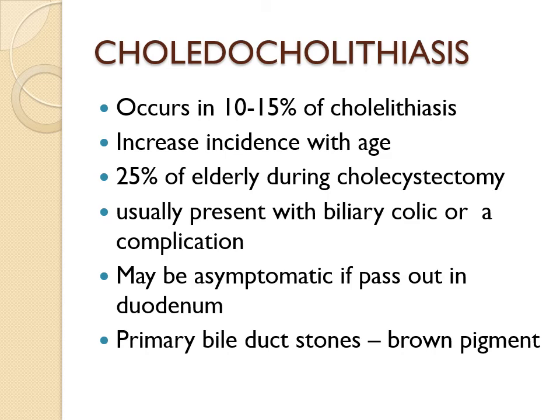Choledocholithiasis occurs in 10 to 15% of cholelithiasis. So it increases with age. In fact, 25% of elderly can have choledocholithiasis after cholecystectomy. Usually the presentation is either biliary colic or jaundice, and sometimes they can present with cholangitis. They can also be asymptomatic, especially if there are very small stones that they can easily pass out into the duodenum. Now, you have primary bile duct stones that can form de novo in the bile ducts, and these are brown pigment stones.